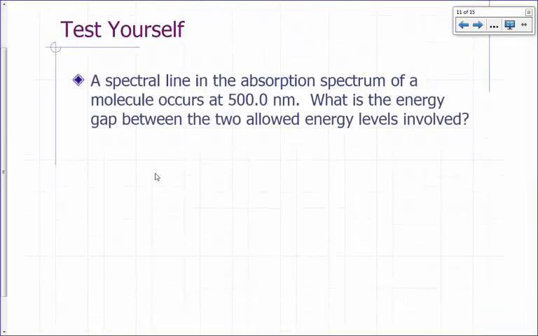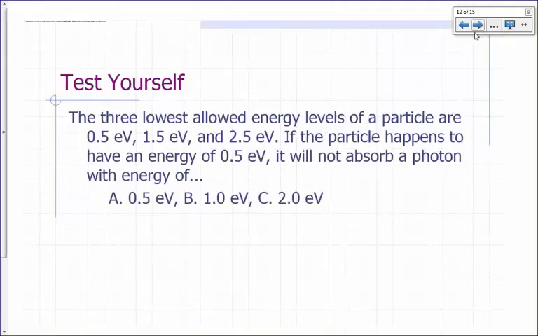Okay. So you have a spectral line in the absorption spectrum of a molecule that occurs at 500 nanometers. What's the energy gap between the two allowed energy levels? Let's make that homework. Turn in next time. Okay.